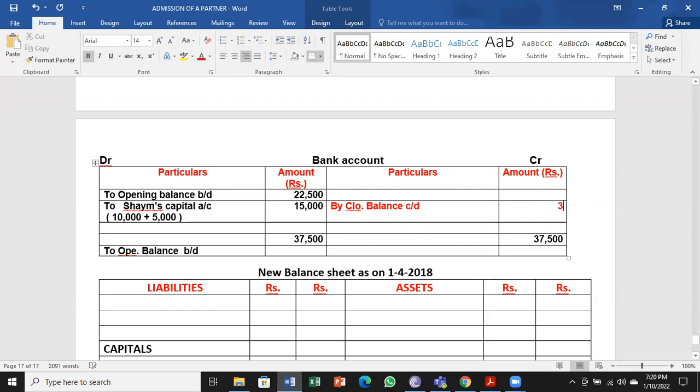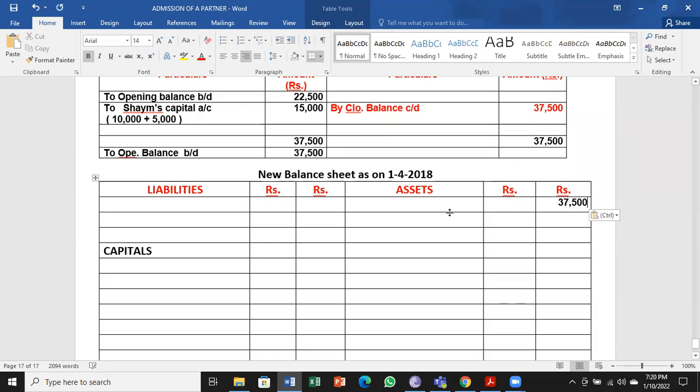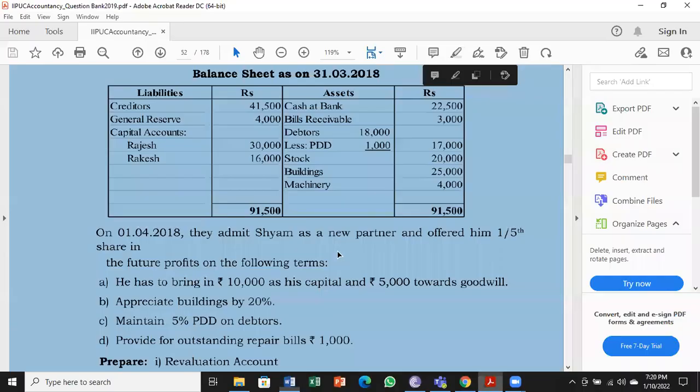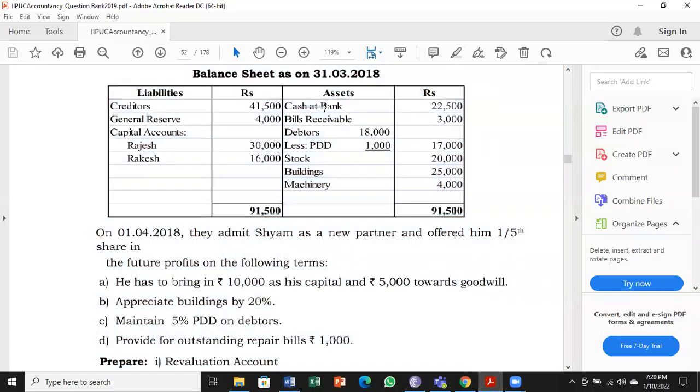37,500. So closing balance also 37,500. This is the amount you are going to enter in the new balance sheet as cash at bank. Even without preparing the bank account, we can do the new balance sheet. The new balance sheet date should be the date of the new partner joining the business. Then we'll go for the new balance sheet. Cash at bank, I made an entry.